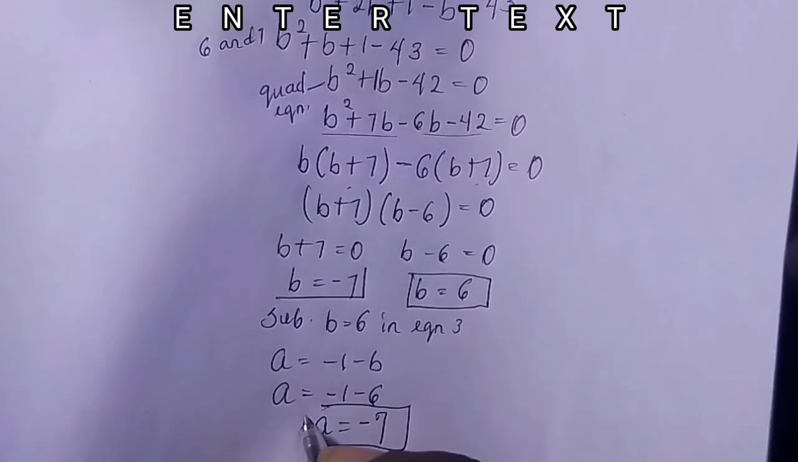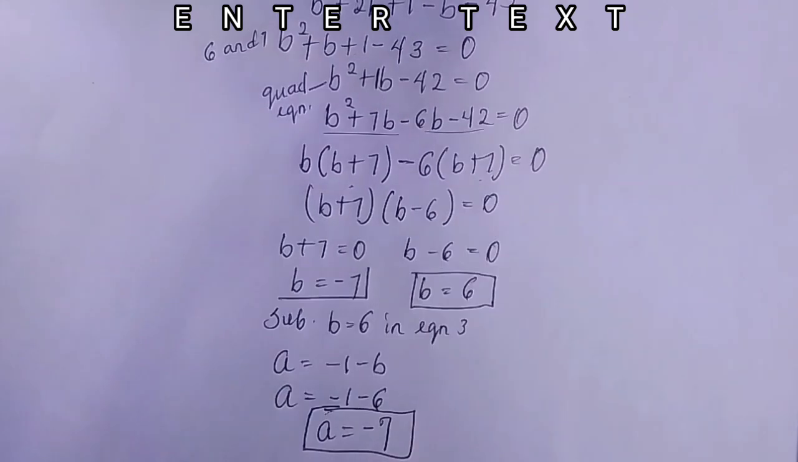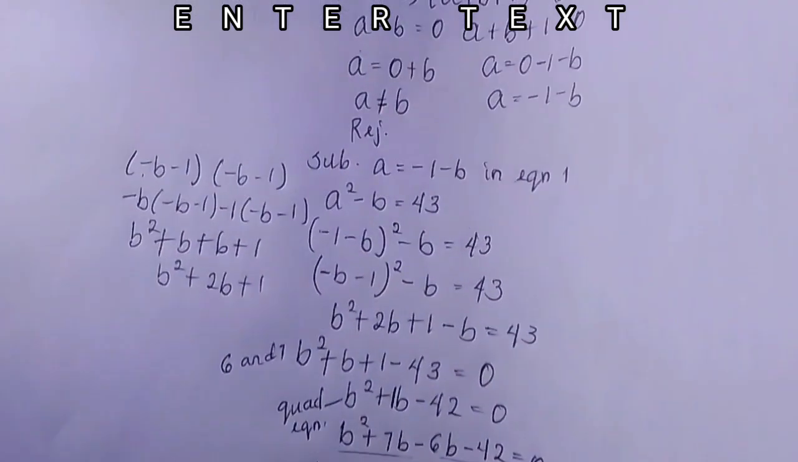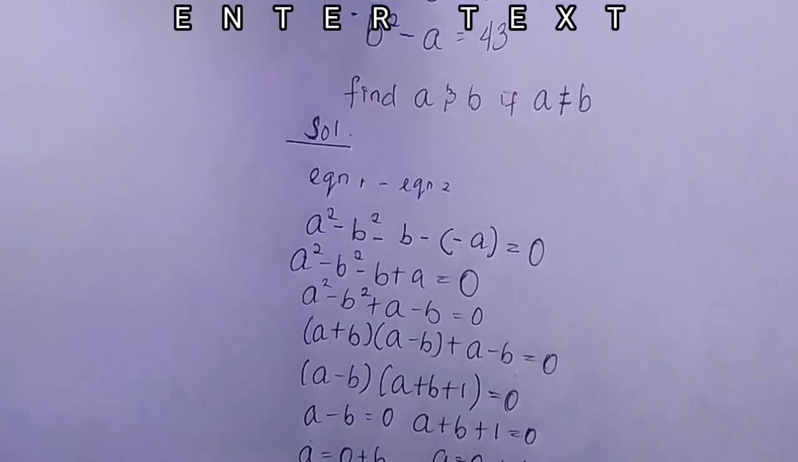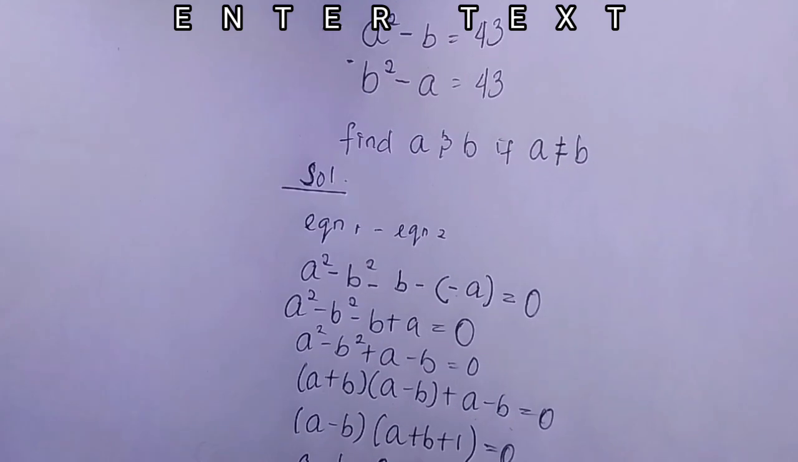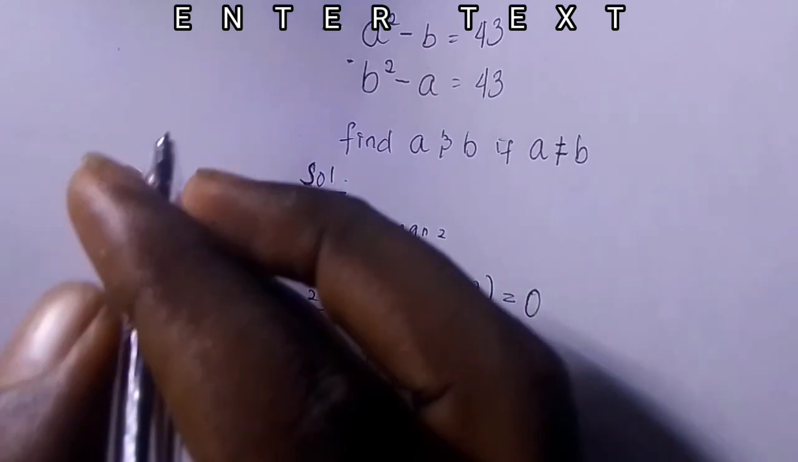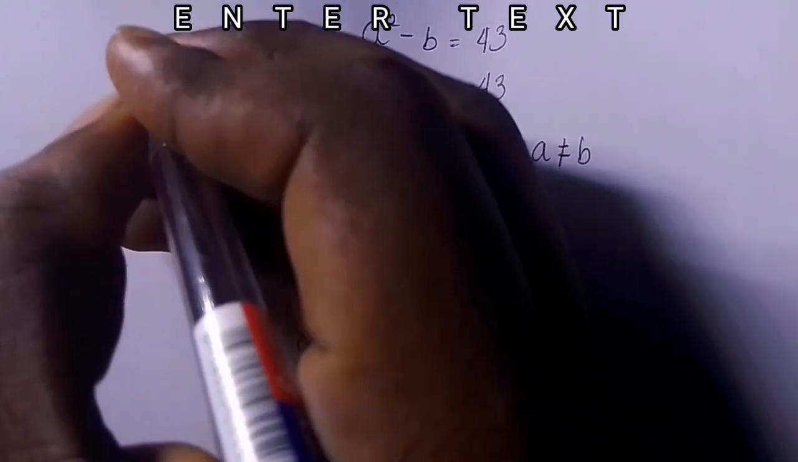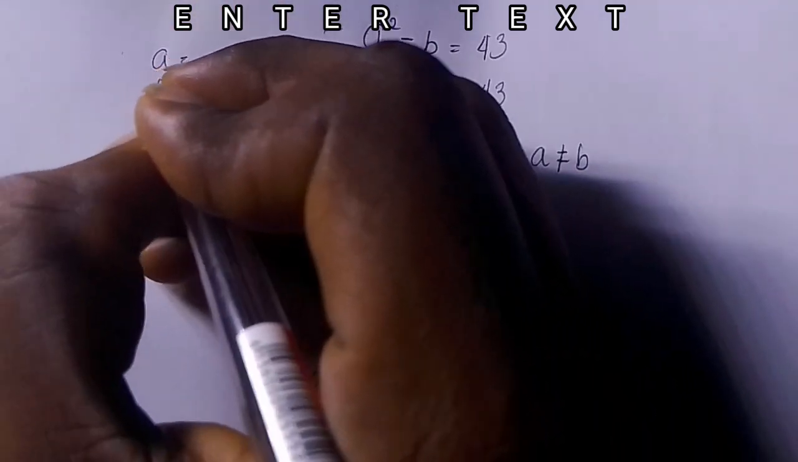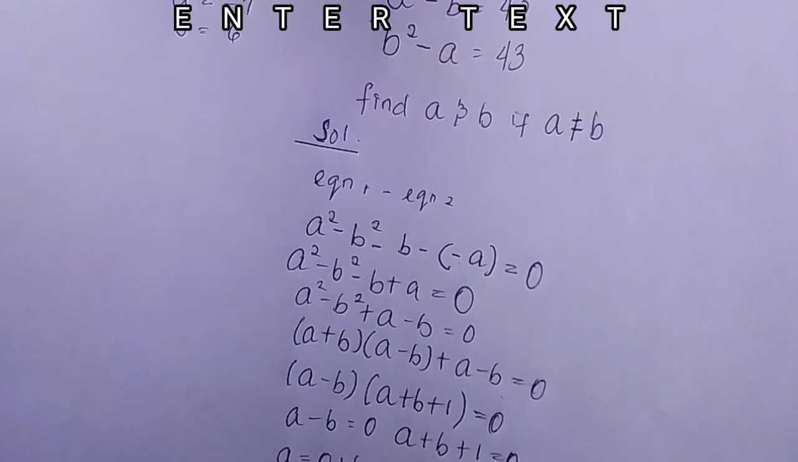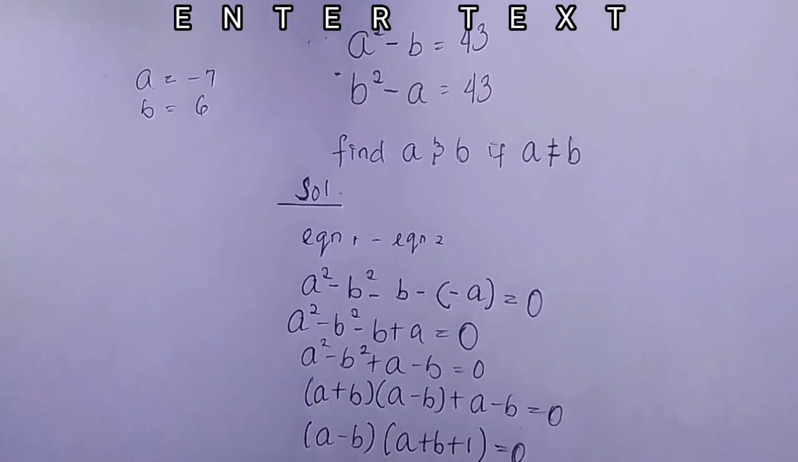So a equals minus 7 and b equals 6. And how do we verify our answer if it's correct? Right? So these are our original equations. a is minus 7, b equals 6. Our original equation, a squared minus b equals 43. a equals minus 7, b equals 6. Right? So let's go for that.